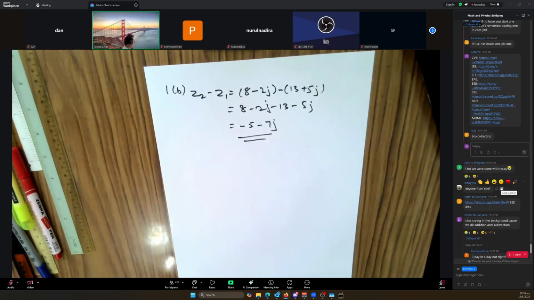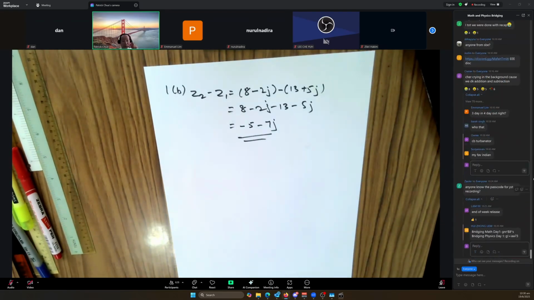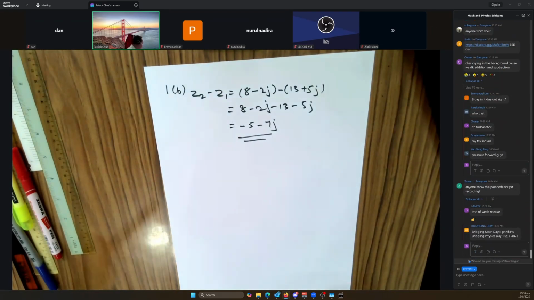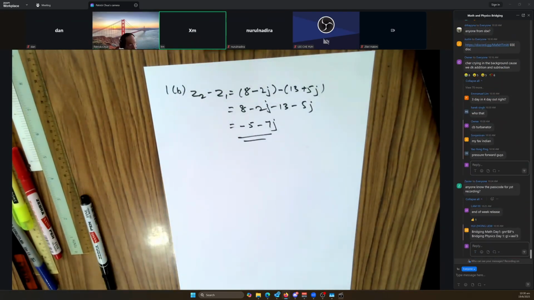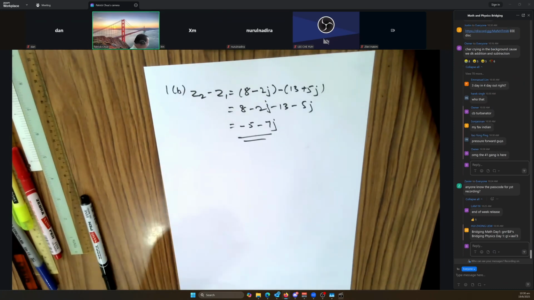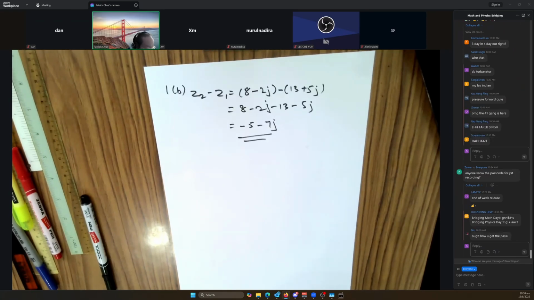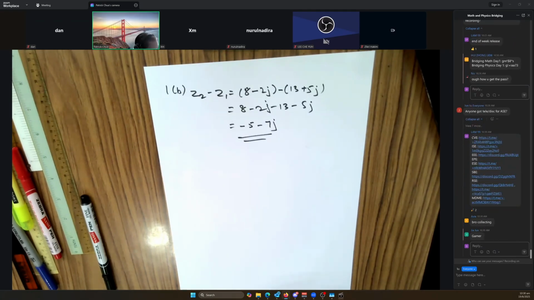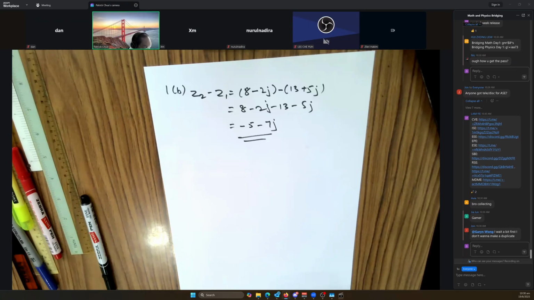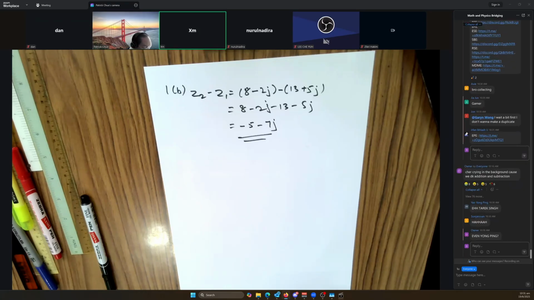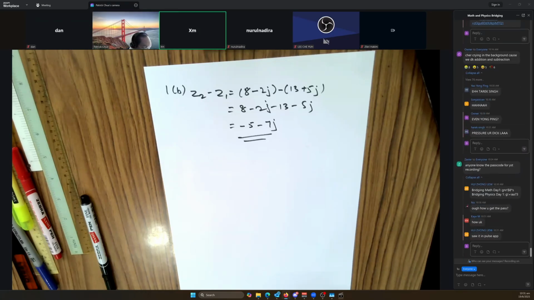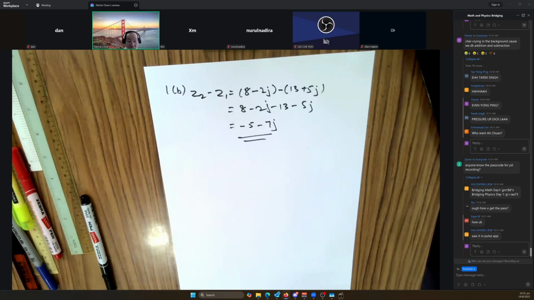All right, let's clarify all doubts. For 1B, that'll be the easiest. For the last question, the Z1 over Z2, is it okay if we just leave it in fraction form? It's 6 over 25 plus 17 over 25j. Leave it as what I gave you.